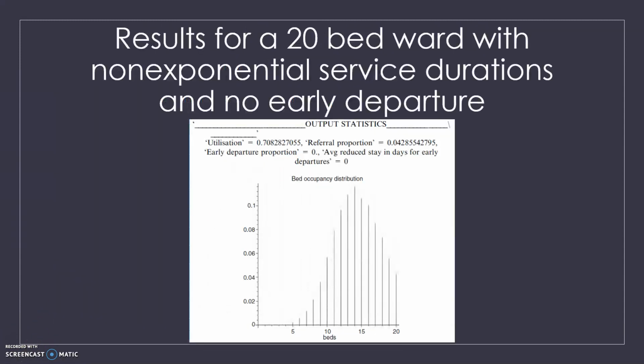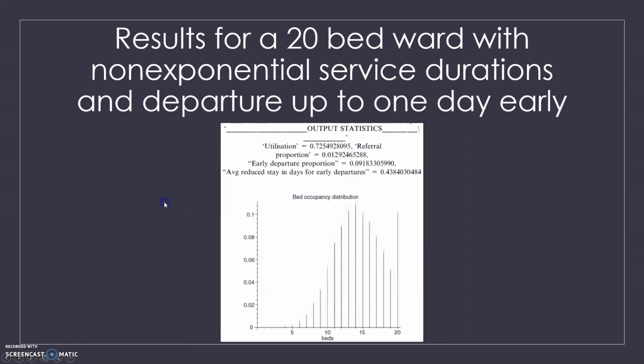So in the book, it also goes through a couple of different situations. So these are the results for a 20-bed ward with non-exponential service durations and no early departure. And as you can see, the majority of the beds are filled. Around 15 or 14 is the highest in the distribution for that. And the utilization is still around 70%.